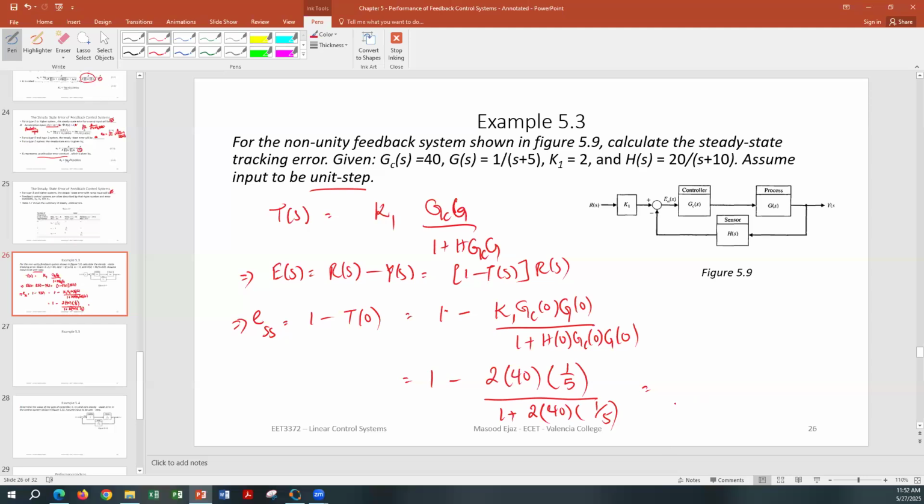So your steady state error is going to be 1 minus, 5 eights are 40, 8 times 2 is 16, divided by 5 eights are 40, 8 times 2 is 16, plus 1, 17. So 1 minus 16 over 17, whatever the decimal number is going to be. That is going to be your steady state error.